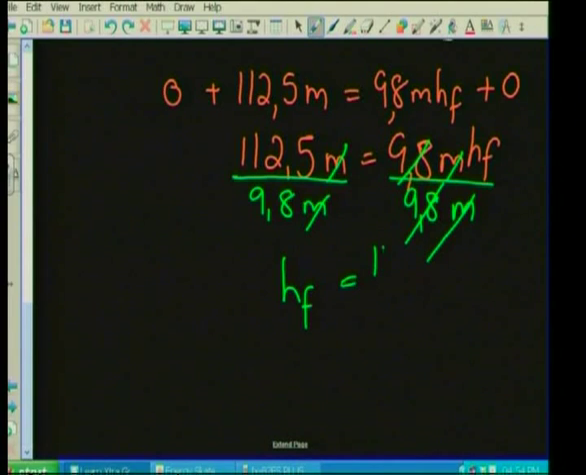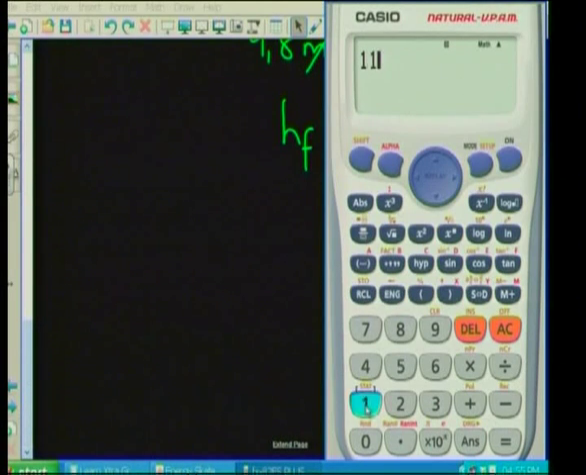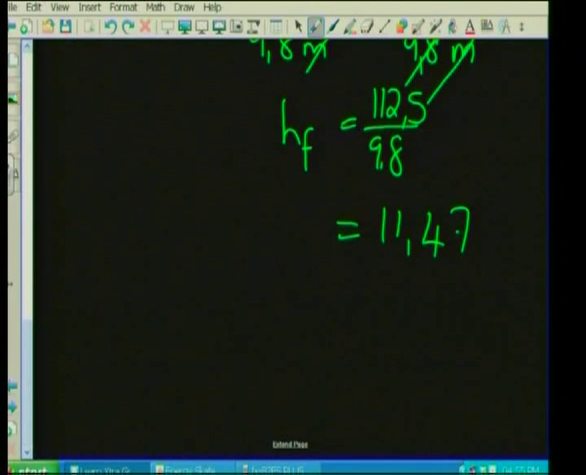And trust me, grade 10s, I know grade 12s who would do the same. I put this question in deliberately, so I wanted you to see this, because actually what I'm saying to you is my final height is 112,5 divided by 9,8, and if we do this on my calculator, divided by 9,8, we get 11,475. I didn't need to know the mass at all, which actually makes life really, really nice for us.